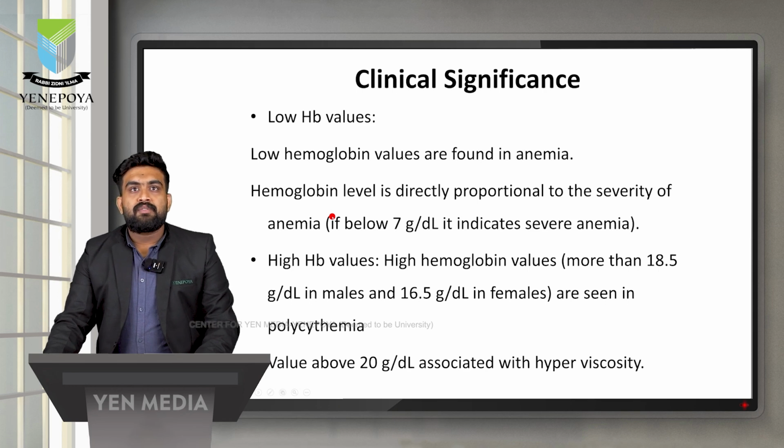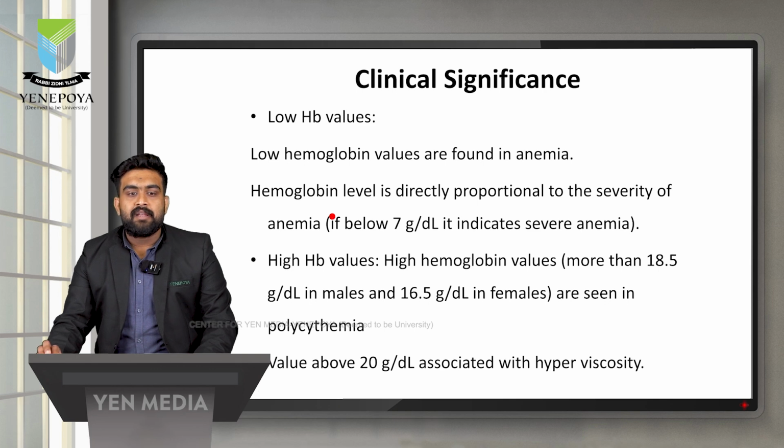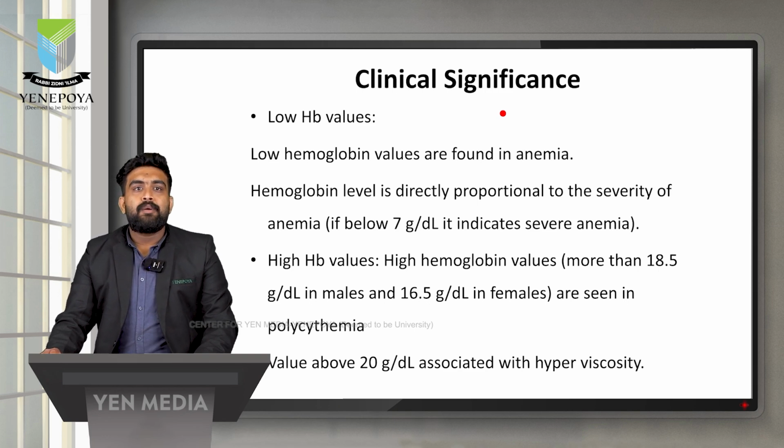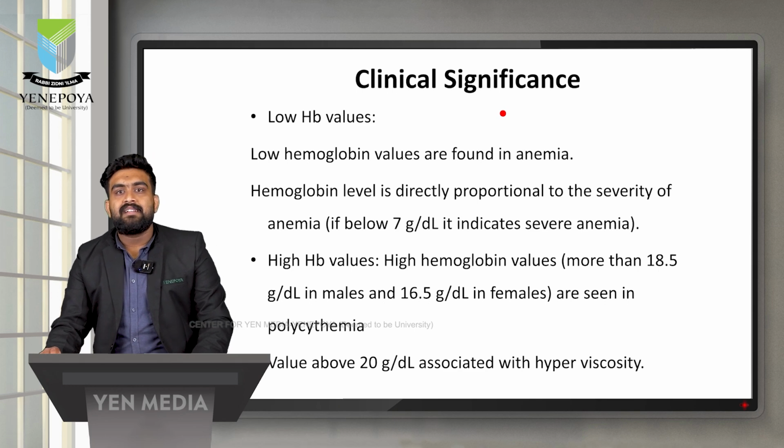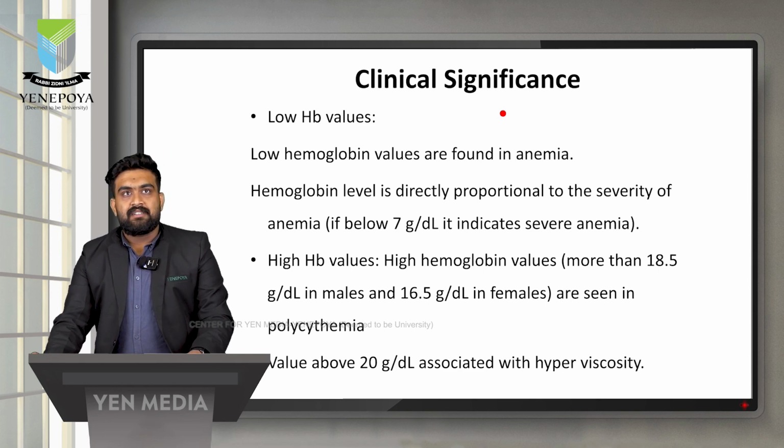Low hemoglobin values are found in anemia. The hemoglobin level is directly proportional to the severity of anemia, so anemias are classified based on severity: mild anemia, moderate anemia and severe anemia. If the hemoglobin value is less than 7 gram per deciliter, it indicates severe anemia. High hemoglobin values, more than 18.5 gram per deciliter in males and 16.5 gram per deciliter in females, are seen in polycythemia, and values above 20 gram per deciliter are seen with hyperviscosity.